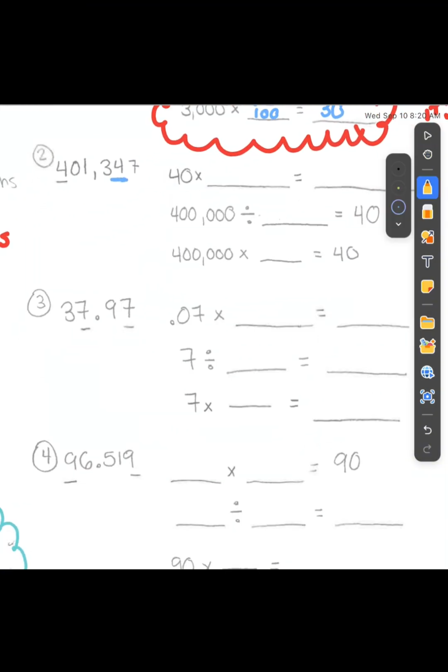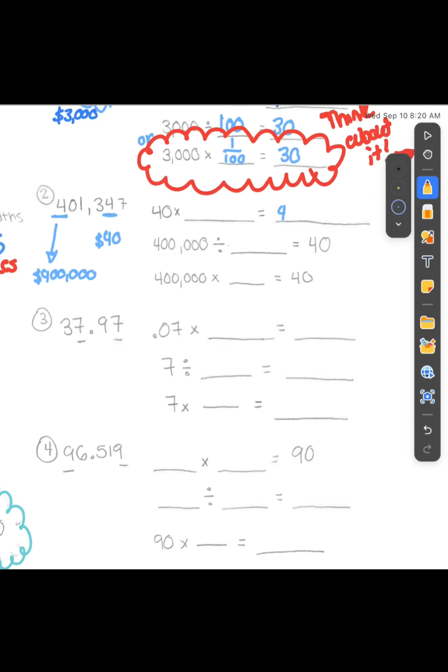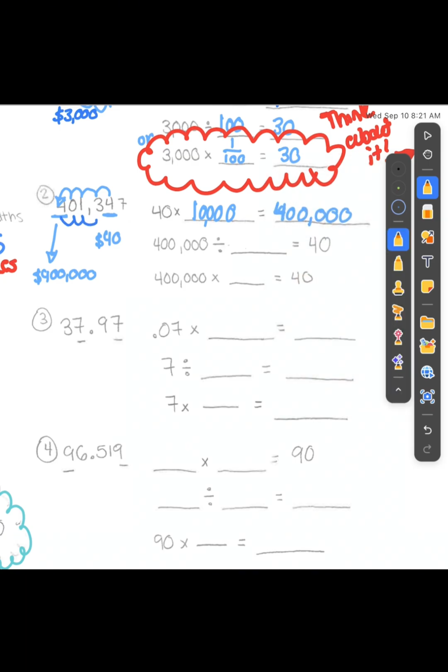Let's look through a couple more. We have a 4 in the tens place, and a 4 in the 100,000s place. So we have to see what we have to multiply 40 by to get 400,000. We're going to have to count our jumps. It's going to take 1, 2, 3, 4 jumps. So it's 1 with 4 zeros. Now we've got to think about the other way. If we go from 400,000 to 40, we're jumping the other direction. We're dividing by 10,000. I'm hoping you're seeing a pattern here. Or if we multiply by a fraction, it would be 1 over 10,000. Notice that 10,000 is staying the same.